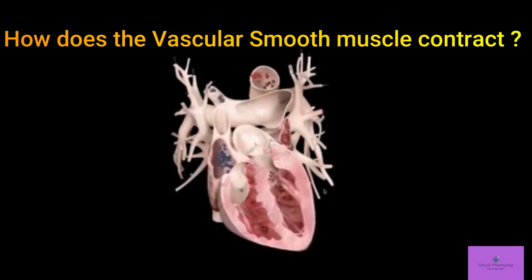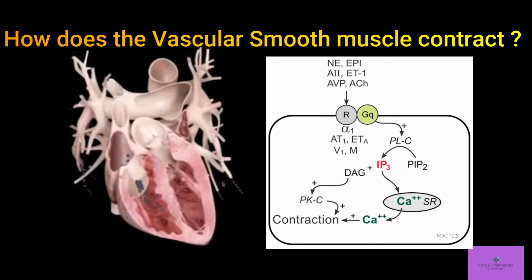Calcium levels should increase through voltage-gated calcium channels, L-type calcium channels after depolarization, and through GPCR, G-protein coupled receptors, especially Gq receptors, which activate PLC, phospholipase C, and increase the levels of IP3, inositol triphosphate, that increase calcium.